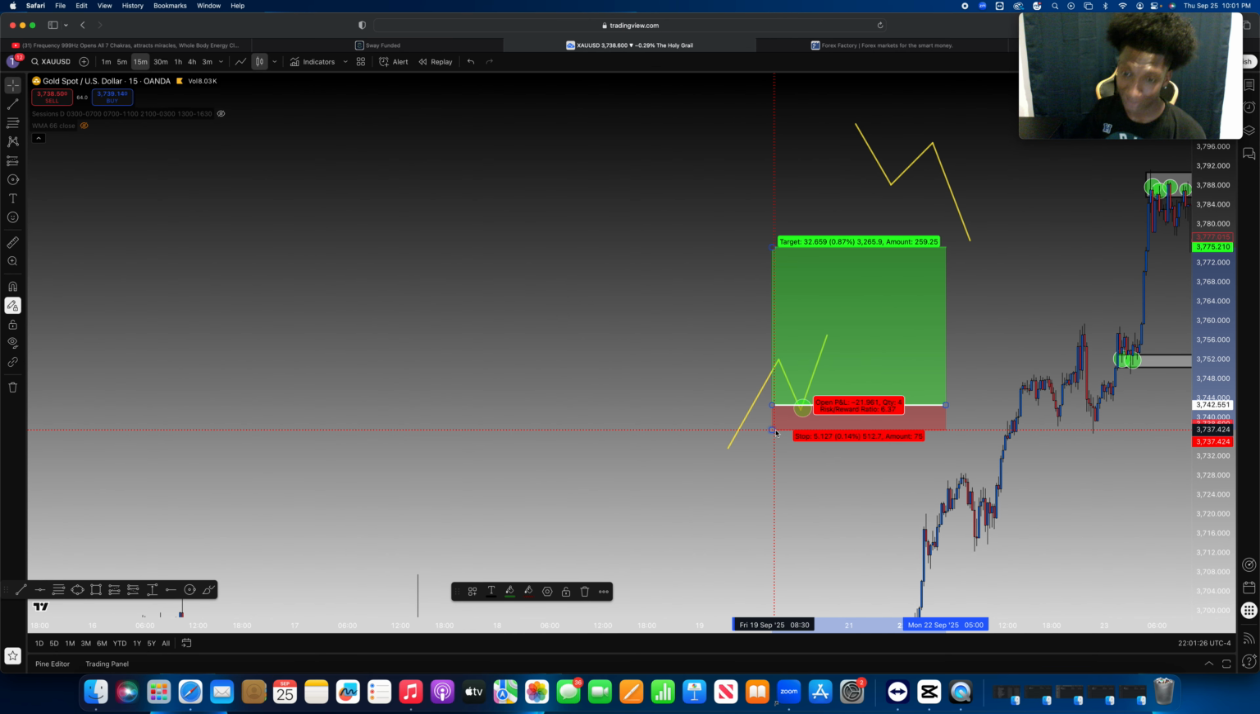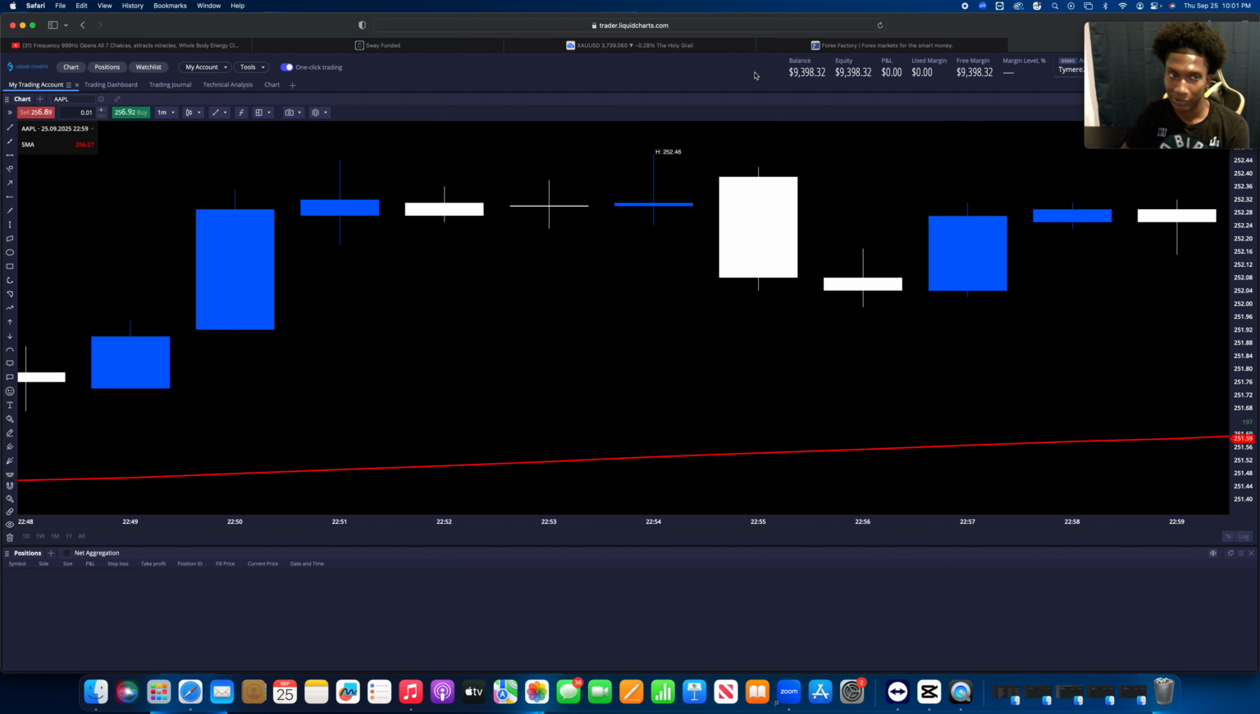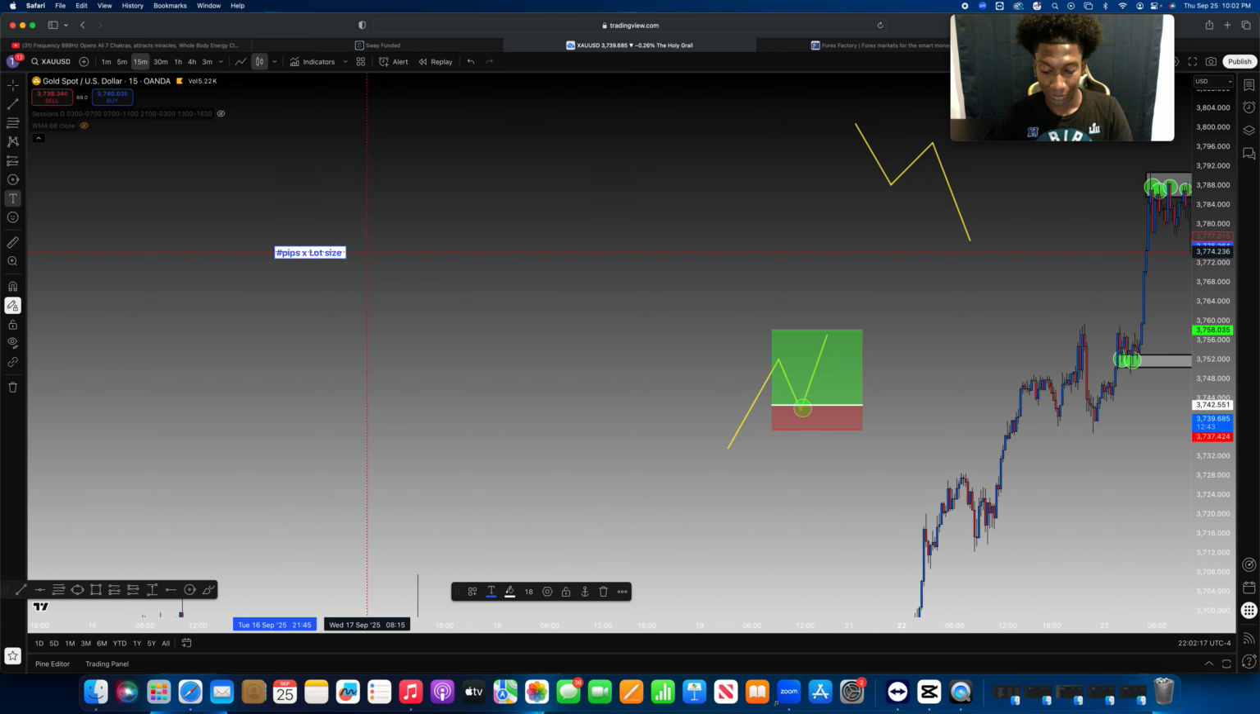Okay, so if we go back to the liquid charts real quick, there's also something called a lot size. Your lot size is this number right here. You can adjust this in many different ways and change the number to many different things. But all it is is your money multiplier. So the higher your lot size, the more money you're risking per pip. Essentially, the number of pips times your lot size equals your profit or loss.